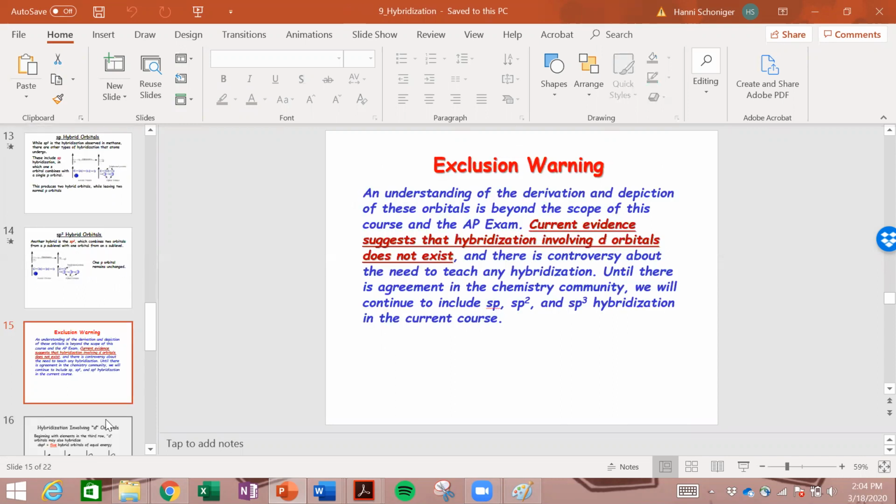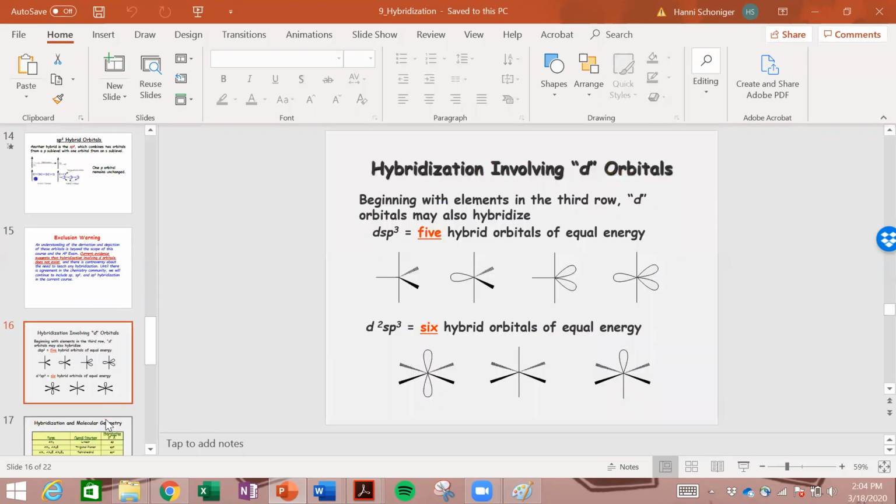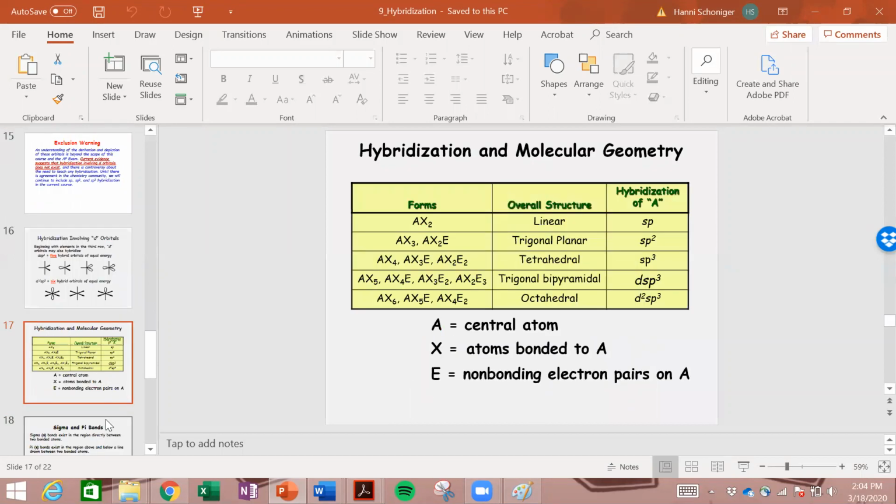As far as the d orbitals, right, we have that 3d row and then 4d. We even have f. There's not a lot of evidence right now that those d and those f's actually hybridize in the same way. For the AP test, you don't need to know it. They only do s, sp, sp2, and sp3 hybridization in the current course. So that's just an exclusion warning. So I'm going to skip those d ones.